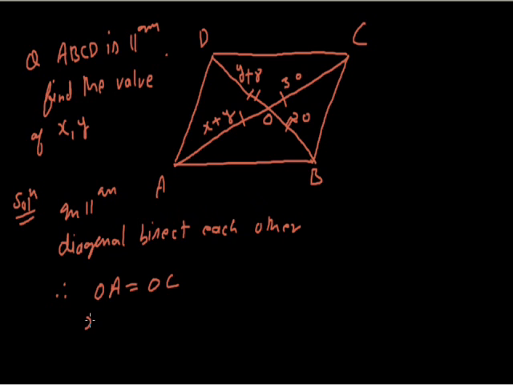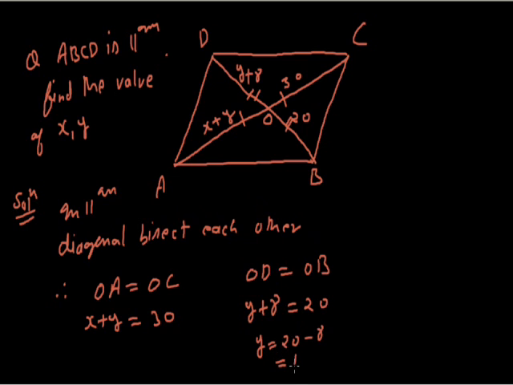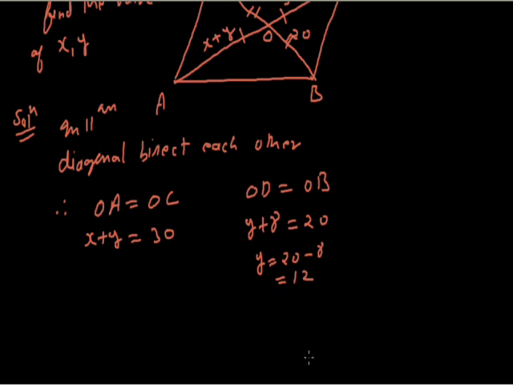It means OA is x plus y, OC is 30. So x plus y should be equal to 30, and as well as OD is equal to OB. It means y plus 8 should be equal to 20. So from this we can say that y is equal to 20 minus 8, that is 12. So the value of y is 12.